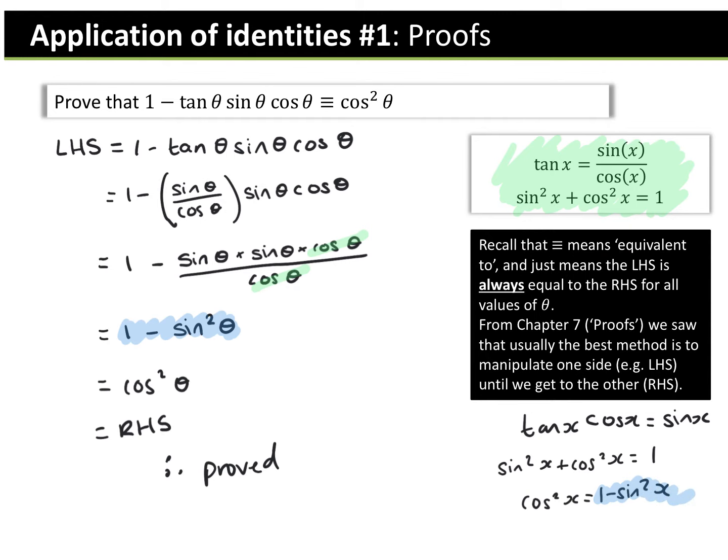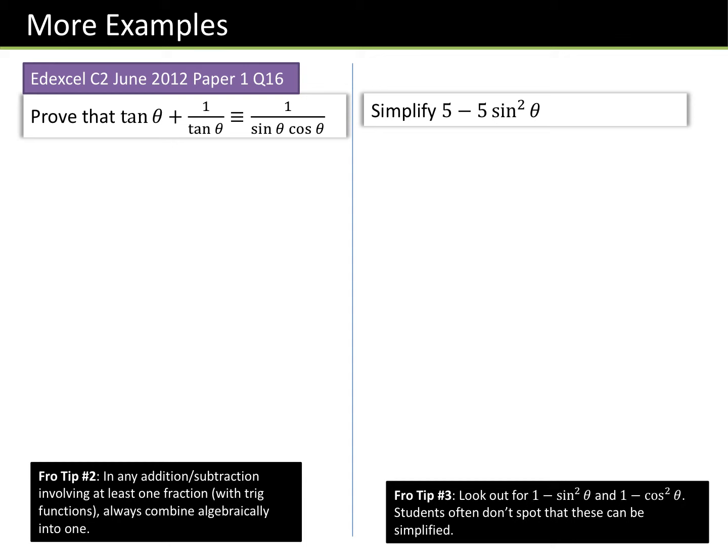So 1 minus sine squared theta is, in fact, cos squared theta. Using this rule, I know that sine squared plus cos squared equals 1. This is the same as cos squared equals 1 minus sine squared. So instead of writing 1 minus sine squared, I'm going to write cos squared. Okay, here are more examples. If you want to go ahead and do them, you can without me.